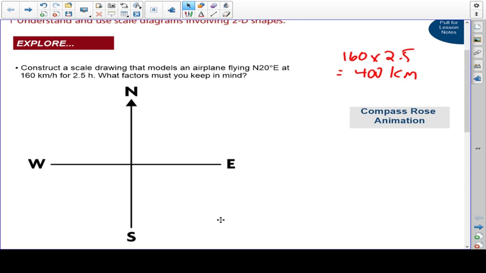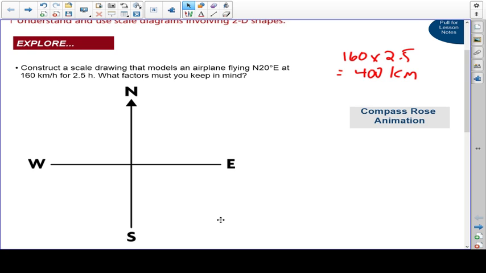So basically, here's the thing. If we made the scale 1 centimeter is 1 kilometer, then we'd have to draw a 400 centimeter line segment. That's not going to work. We have to pick a scale that's going to work. So let's think of a scale that'll work for this. Probably have up to about 8 centimeters at that angle, maybe a little less, maybe even 5 centimeters.